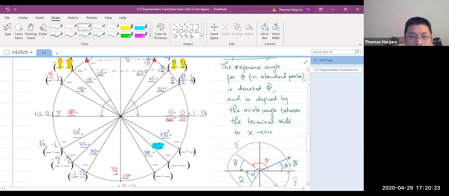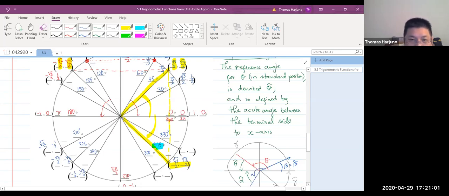Like for example, this 315 degrees must have something to do with the reference angle 45 degrees, right? Now you kind of pull the line from there. What will be the same? Well, the number must have something to do with radical 2 over 2 and radical 2 over 2. Must have something to do with that, right? But how about the positive and negative?